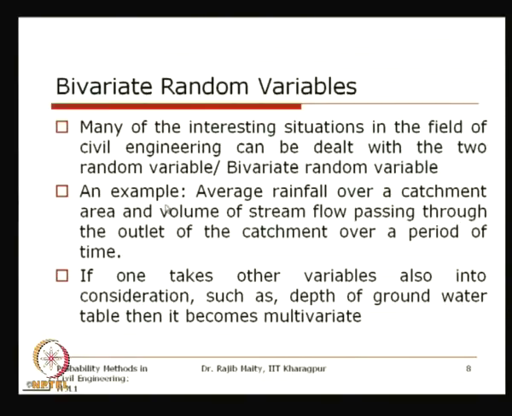So the example that we are talking about is the rainfall over the catchment area and the volume of the stream flow passing through the outlet of the catchment. These are two random variables, so this is a bivariate case. And if in these two we also take the groundwater table, such as the depth of the groundwater table, along with these two random variables, then it becomes a multivariate case. So all three random variables can be analyzed together.